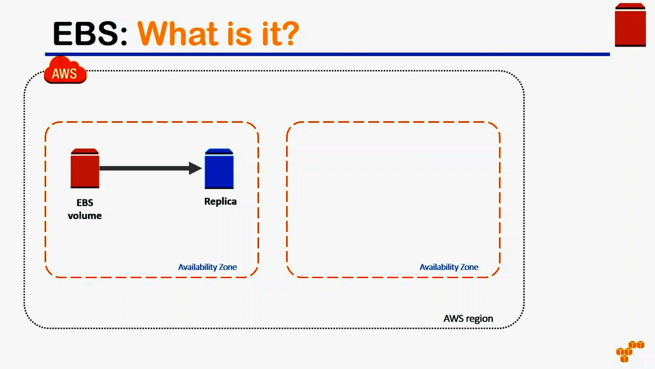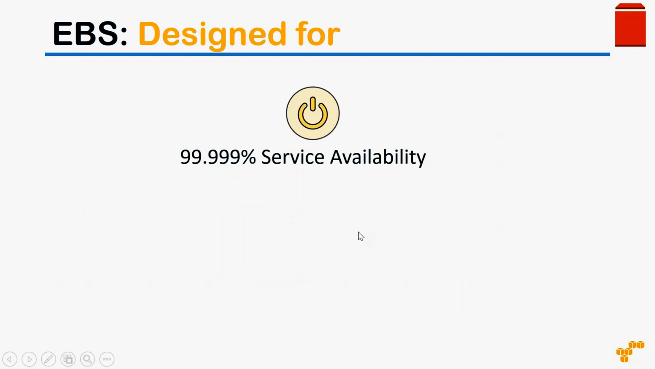If for some reason this EBS volume goes offline, the blue color copy will become the primary copy. So this translates into five nines of service availability. That is what it means. Out of, let us say, 999,000 times you are trying to access your disk, there will be only one failure, and that is very, very little compared to on-premise disk storage offered by most vendors.